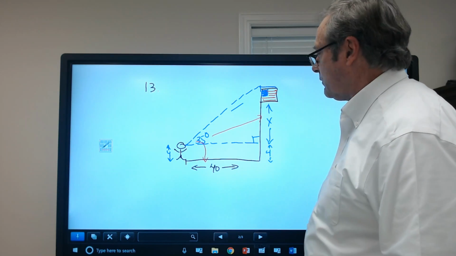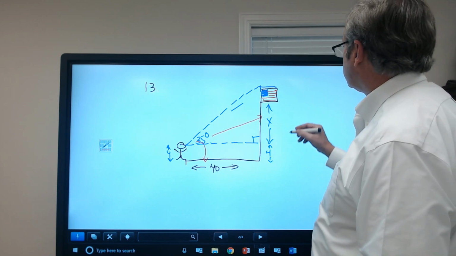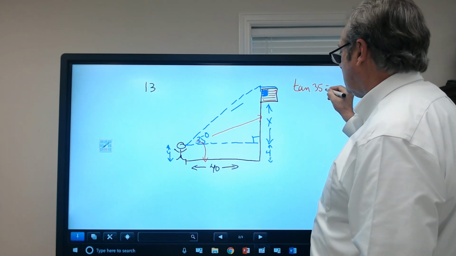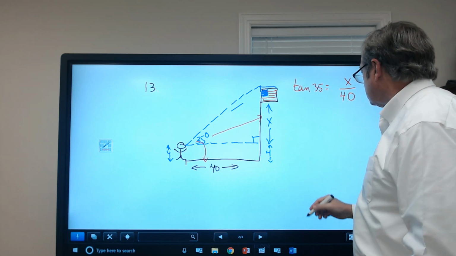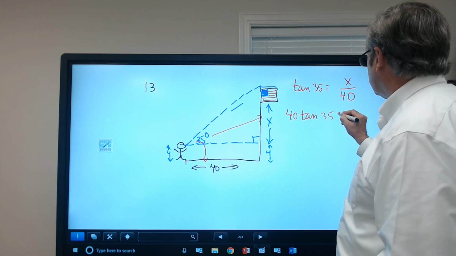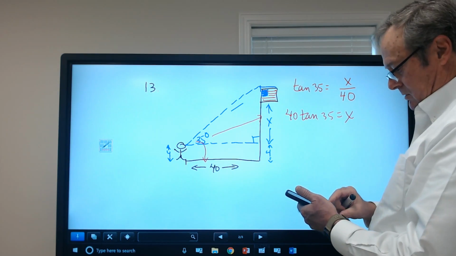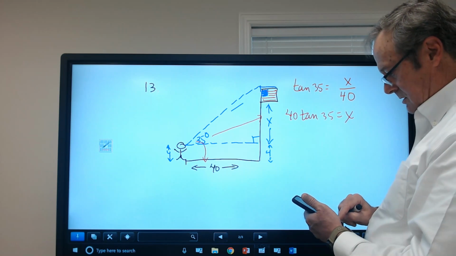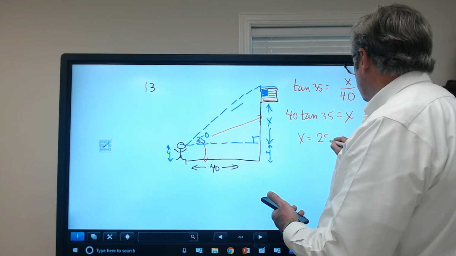And that's an opposite side. So what trig function does opposite over adjacent? Well, once again, we're dealing with tangent. So we'll say the tangent of 35 degrees is equal to the opposite over the adjacent. Multiply both sides by 40. And let me get my calculator here. So I'm going to do 40 times tangent 35, hit enter. Okay, so x is equal to approximately 28 feet.